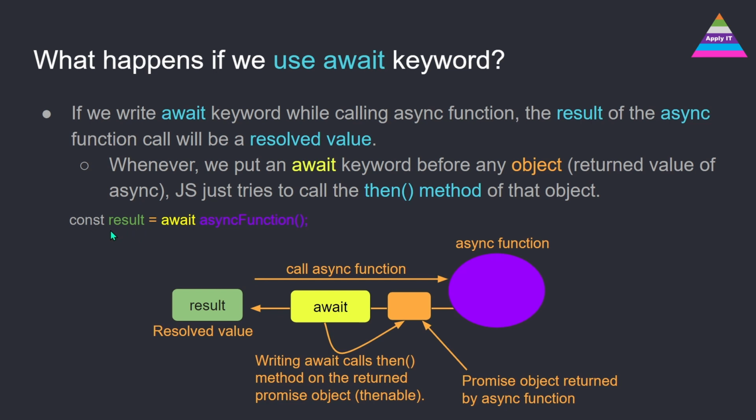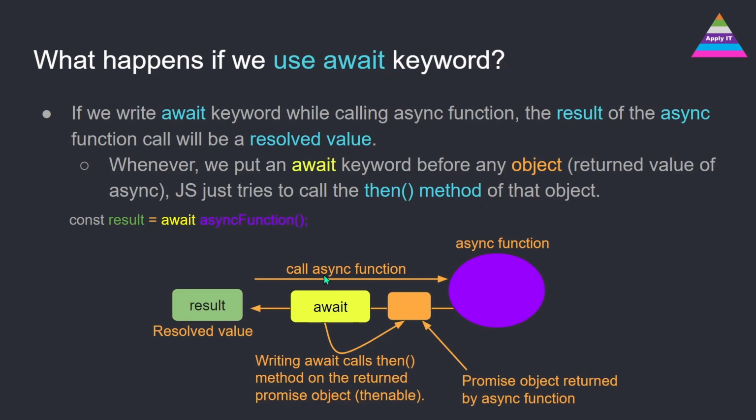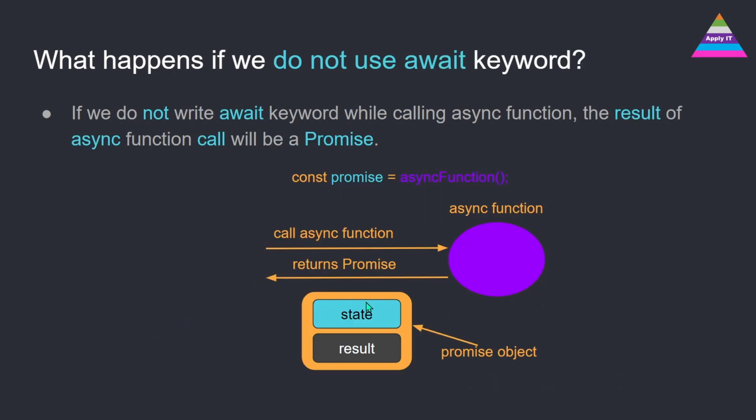Or we can say we can get the result of the async operation. So let's understand what exactly this await keyword does. This diagram is similar to our previous diagram. The difference is that when we make an async call, we are putting the await keyword in front of that. This is that await keyword, which is matching with this color, and this is our asynchronous function, which is matching with this color. As we learned earlier, an async function returns a promise.